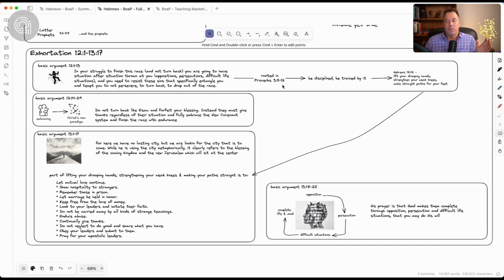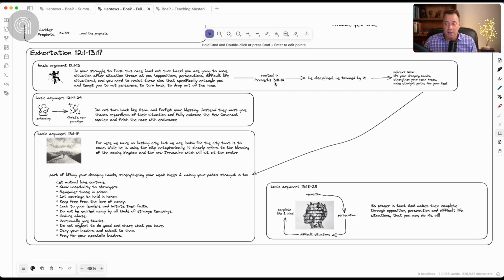And remember, this is written to dispersed Jews. The culture is against them, and their own Hebrew traditions and paradigms are pushing back against them, saying, just come back. And this is rooted in Proverbs 3. And he's saying, be disciplined, be trained by it, as in that Proverbs there.